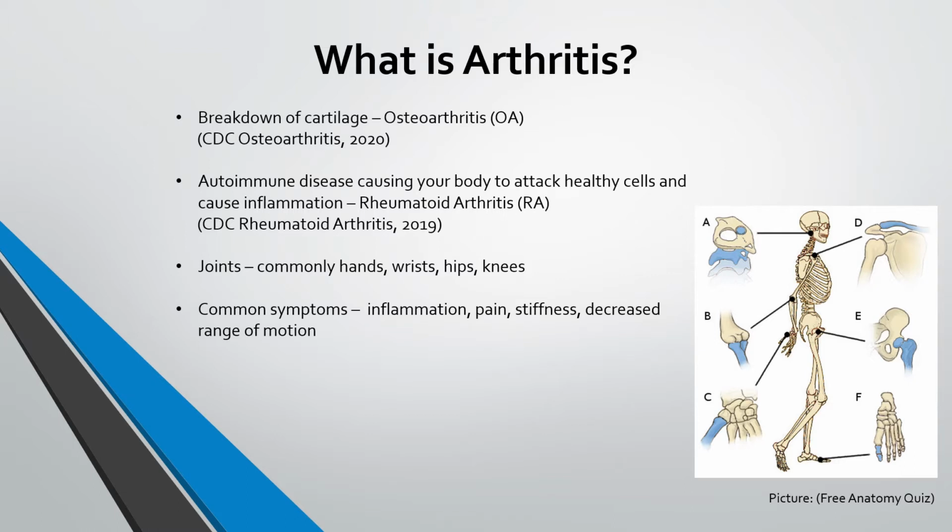Arthritis targets your joints, so this can be like your fingers, your wrists, your shoulders, your hips, your knees, your ankles. Some of these are pointed out right here on the picture on the slide. So the most common symptoms are inflammation, pain, stiffness, or decreased range of motion. It can also cause things like deformities of the bone in more severe cases.